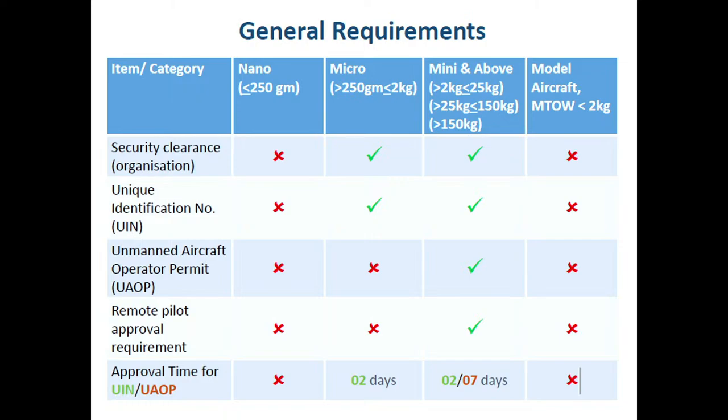Say if you are operating nano drones, you don't need anything. But the moment you go for micro or mini, small and above, you have to have security clearance. You need a unique identification number, similar to your car registration number. Then you need an operator permit, remote pilot approval, and UAOP, so many things are required. Nano and model aircraft, you don't need anything. Model aircraft are for R&D purposes.